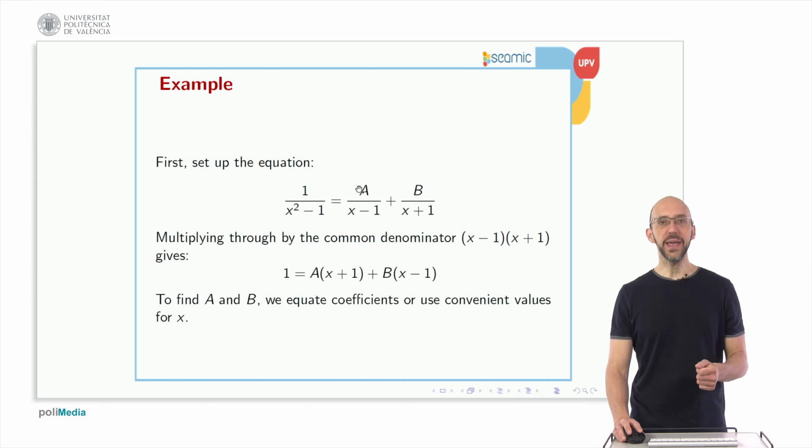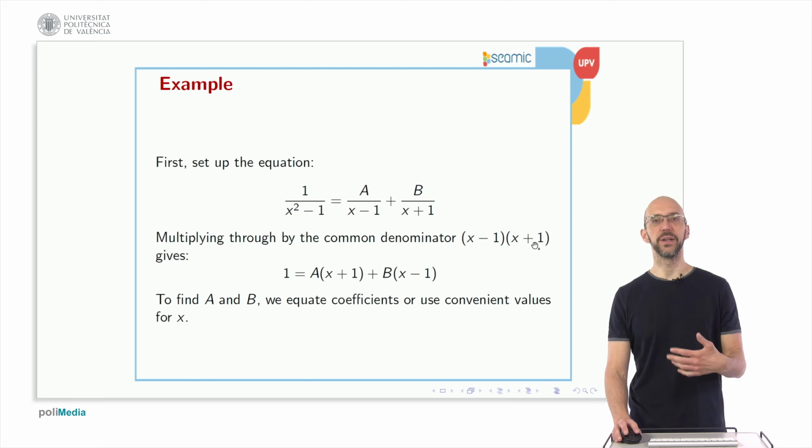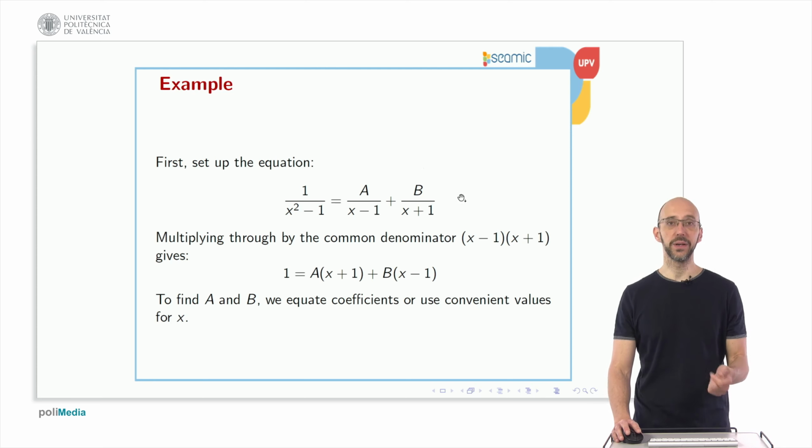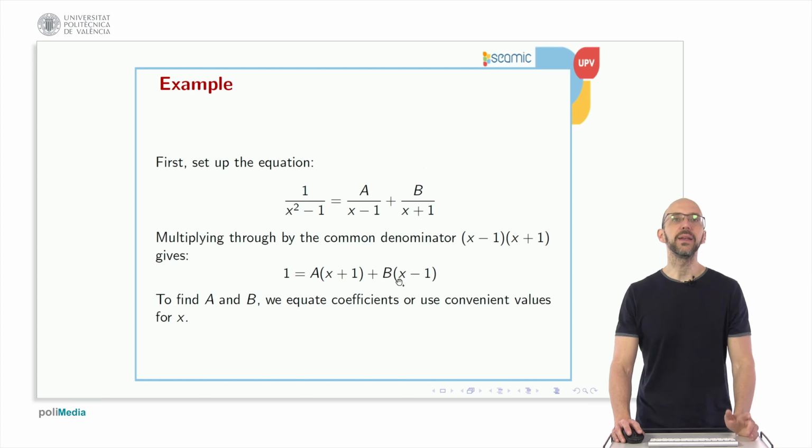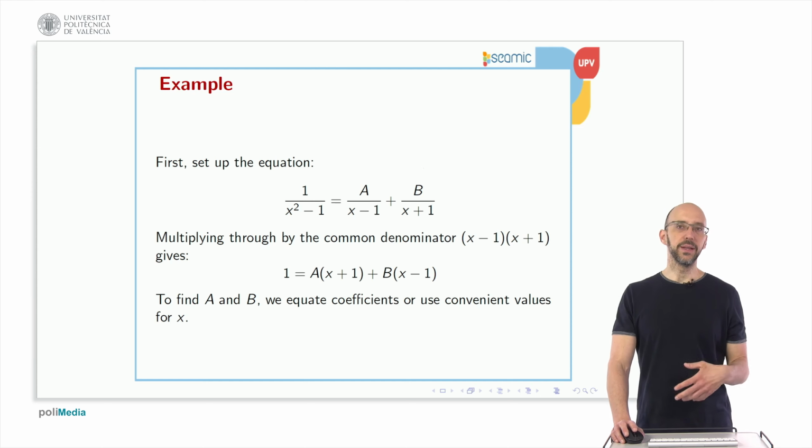If I multiply a by x minus 1, x plus 1, x minus 1 can be simplified and the only thing left is x plus 1. If I multiply b by x minus 1, x plus 1, then x plus 1 disappears because it can be simplified with the denominator, and the only thing remaining is b times x minus 1. Okay, you don't do this normally in this way.